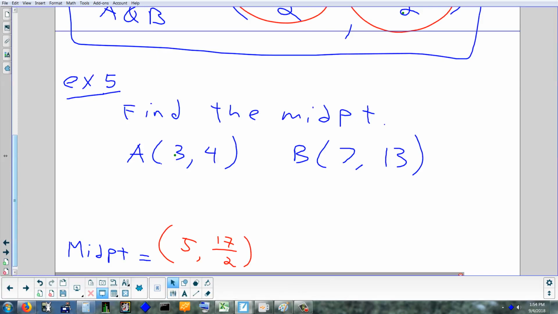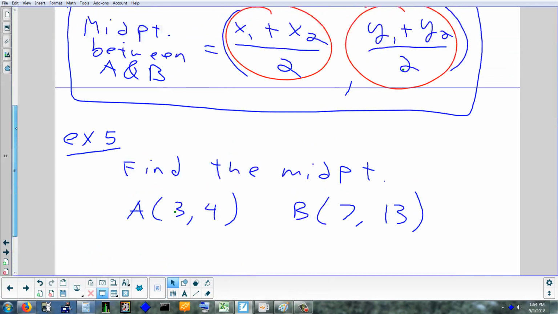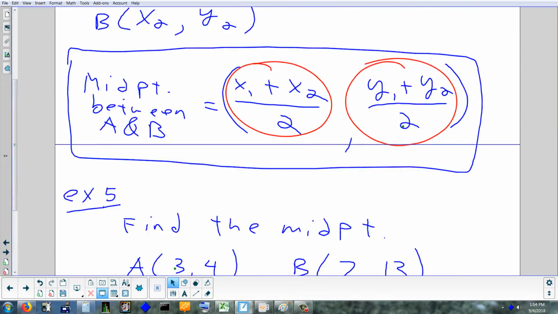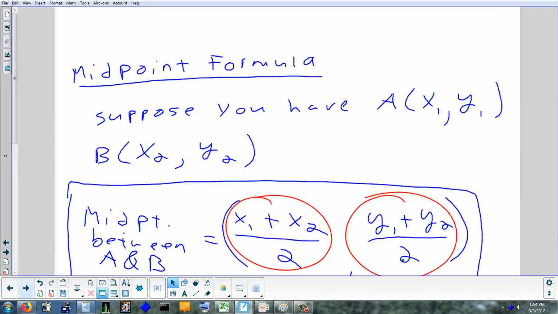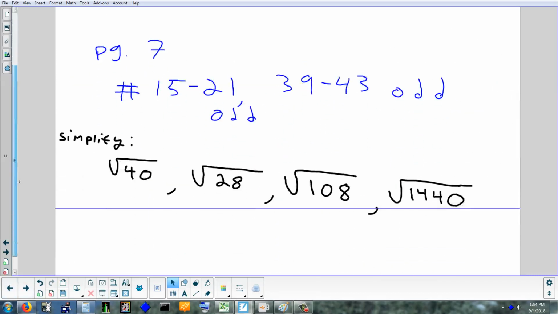Be careful on the test. I've had some people mess up this whole section because here you're adding x1 and x2, but here you're subtracting x1 and x2. Don't mix that up. Okay, put it on a reference sheet. Okay. So that's it for section 1.1.